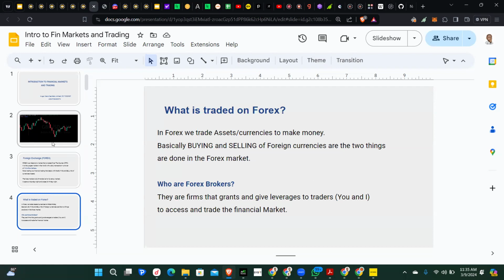Can comfortably trade any assets from any place you are in the world. So not only that, they give us this electronic platform, they also give us what we call leverage. We are going to come to leverage to understand what we mean by leverage. But just to give you a quick hint before we go to the session on leverage.